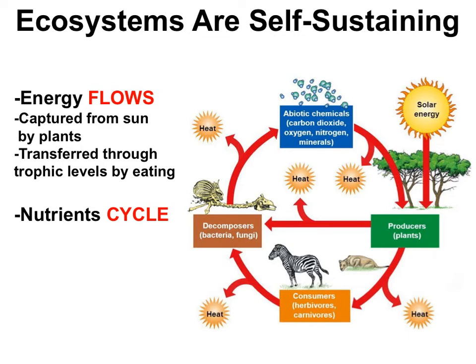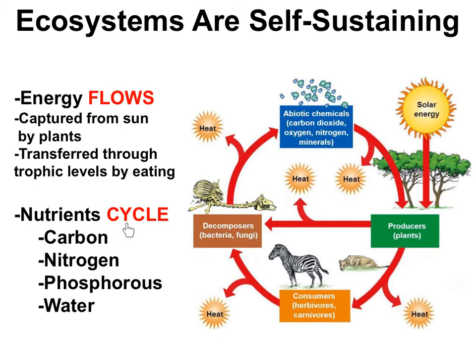Then when organisms eat each other, the energy is transferred from one organism to another. And along the way, a lot of the energy is given off as heat. Now, energy flows because once the energy is lost as heat, the energy leaves the system and isn't recaptured by the system. Nutrients, on the other hand, cycle. When we mean nutrients, we're talking about things like carbon, nitrogen, phosphorus, and water. And nutrient cycles will be covered in upcoming videos, so I don't want to go into depth right now.